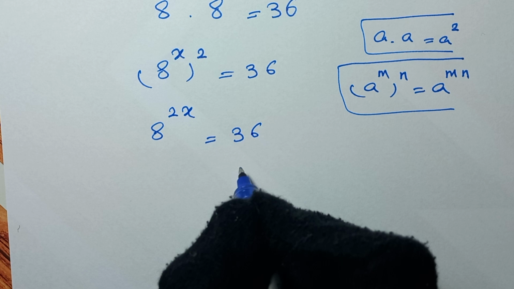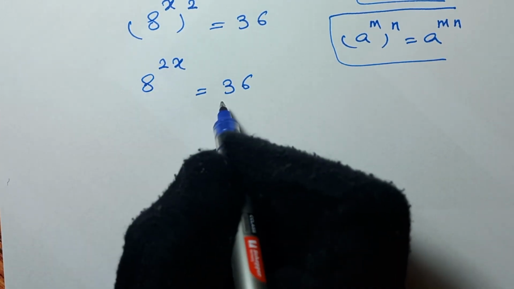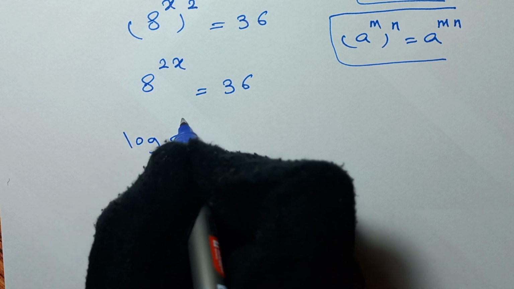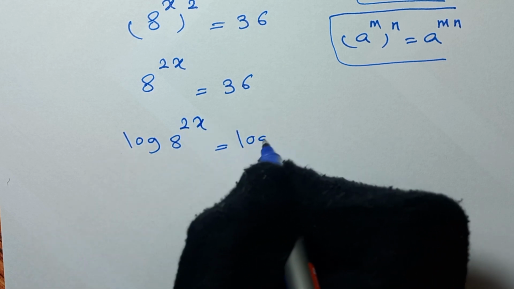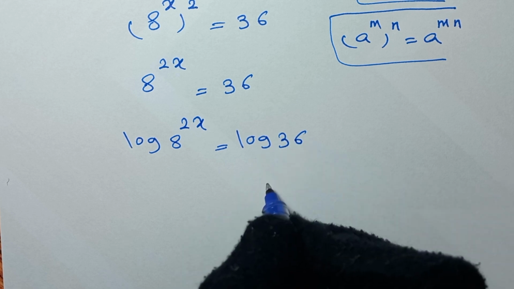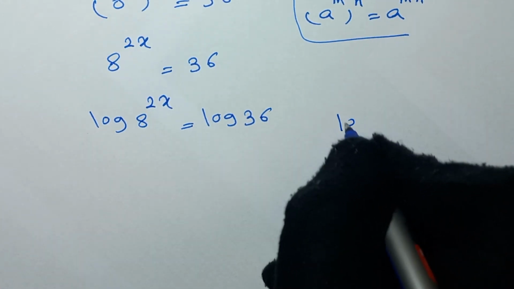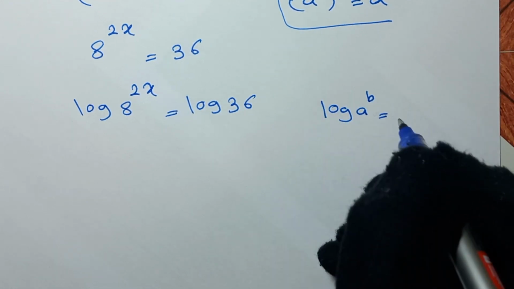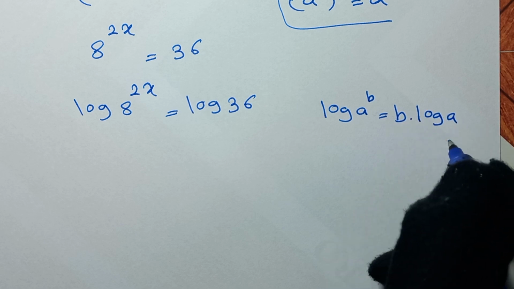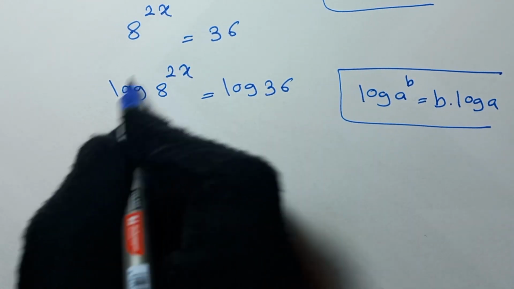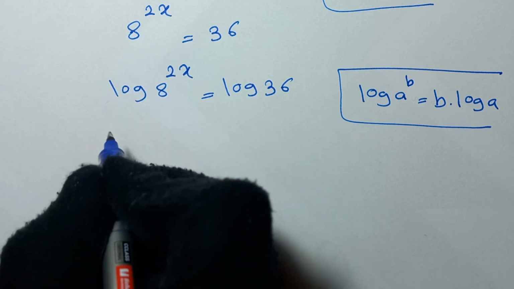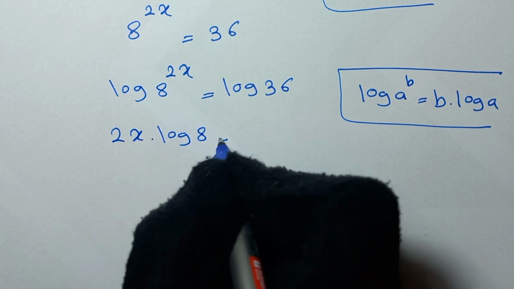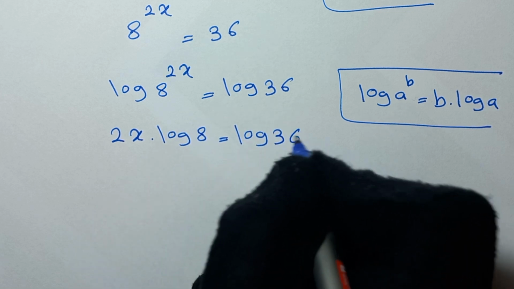And here in the next step we apply log to both sides of the equation, so it will be log of 8 to the power of 2x is equal to log of 36. And from log rules, if we have log of a to the power of b, here we can take this b outside of log, it will be b times log a. So here we can take this power 2x outside of log, so it will be 2x times log 8 is equal to log 36.